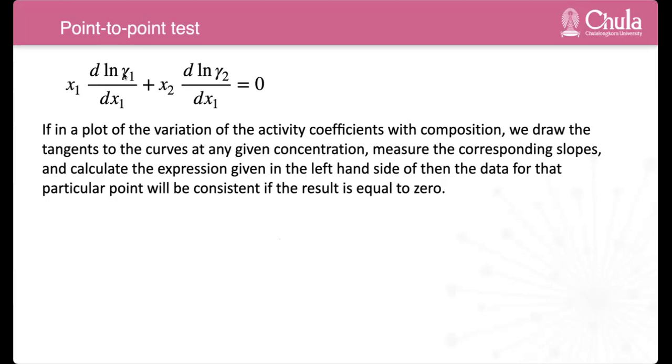But here you see that you have log gamma. You have x1. And once you plot the log gamma with x1, you can find the slope, right? Slope at each point. At each point you take the slope times x1. Okay. At that corresponding point, you take the slope of log gamma 2 and x2 at that point. And the summation of these two terms must be 0.